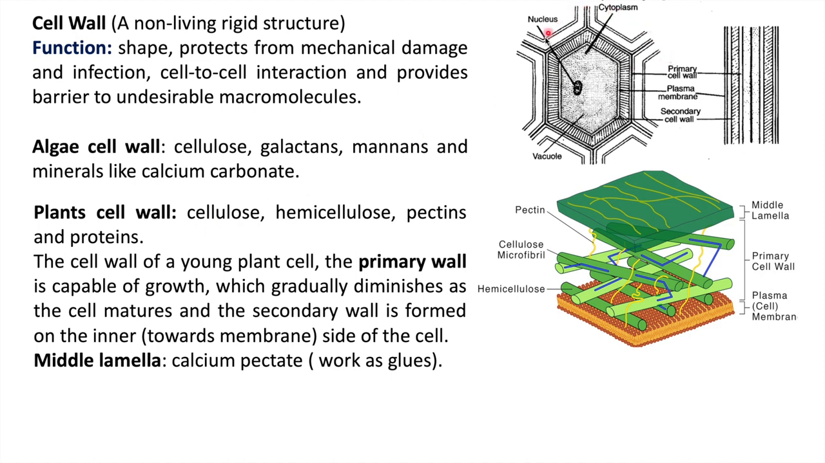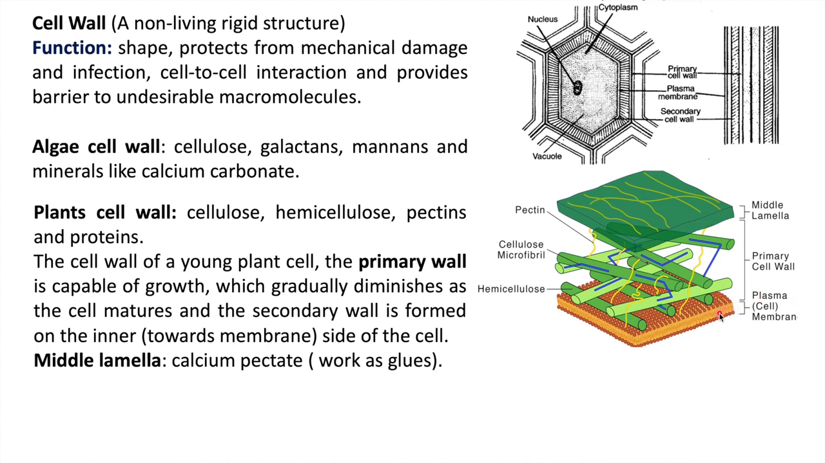If you see, this is the plant cell. This is the plasma membrane. Outside of the plasma membrane, there is the secondary cell wall. Outside of this secondary cell wall, there is the primary cell wall, and outside of the primary cell wall, there is the middle lamella present. The middle lamella helps to connect two different cells. So this is the zoomed-out structure of the cell wall.